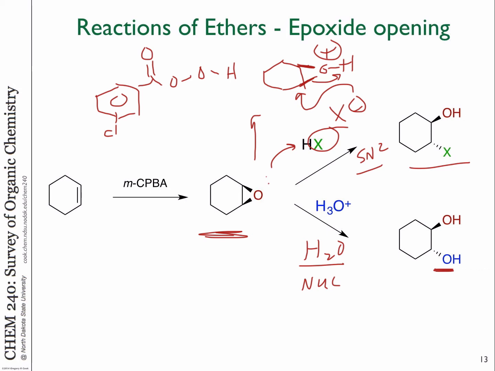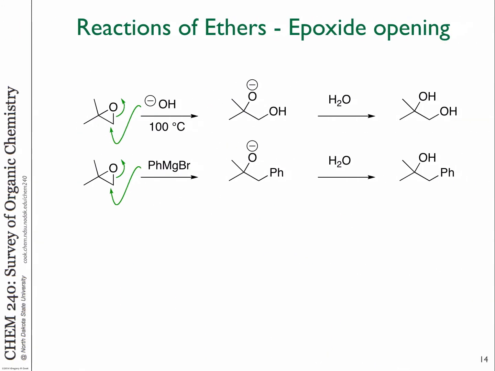The other thing, though, that typical ethers don't do: when we generate a Grignard reagent, or we do lithium aluminum hydride reductions or things like that, we do them in ether solvents. We do them in THF or diethyl ether, because those solvents are inert to those strong nucleophiles, like hydrides and Grignard reagents. Epoxides, on the other hand, are not. Epoxides react with strong nucleophiles. Even if you heat it up enough, hydroxide will open up an epoxide. Grignard reagents will open up an epoxide.